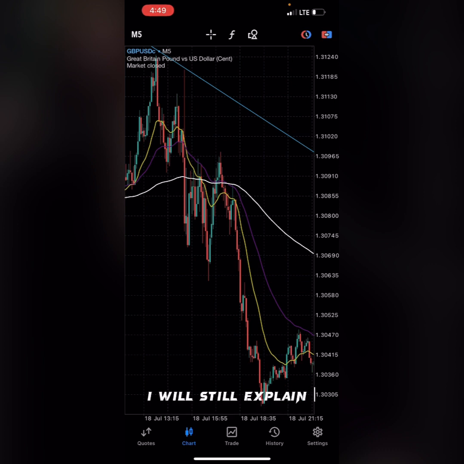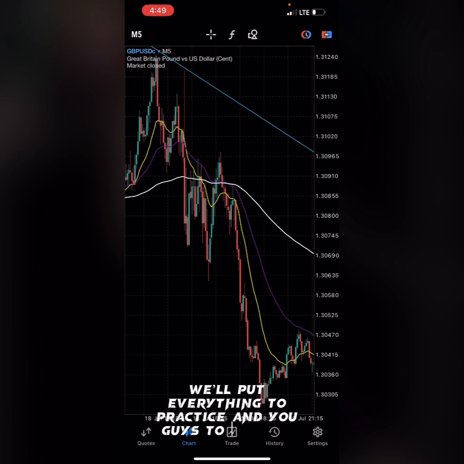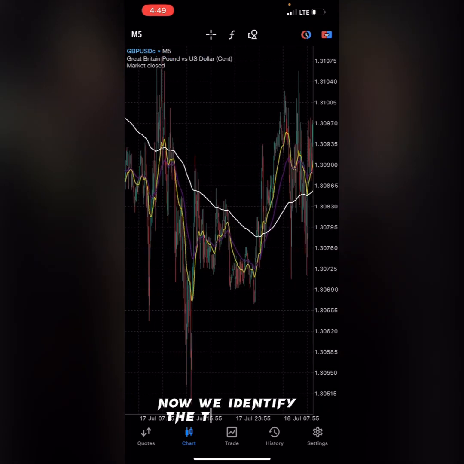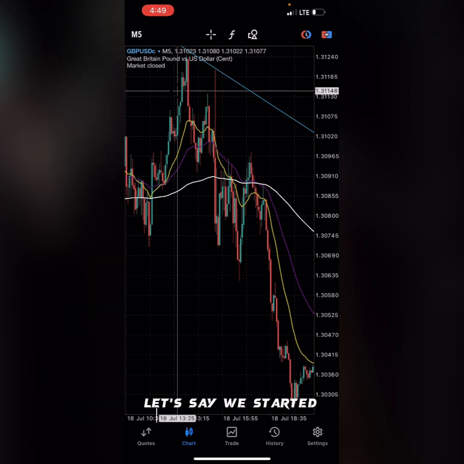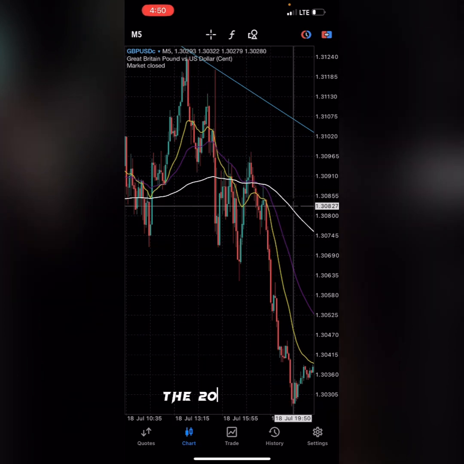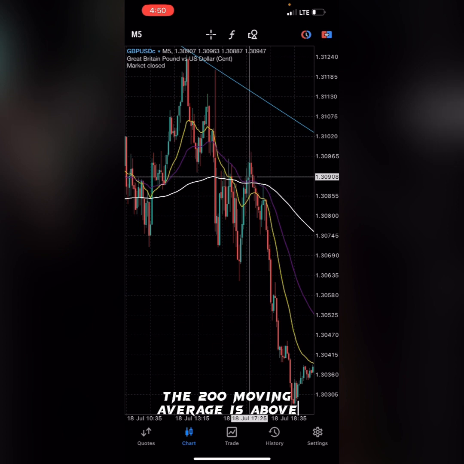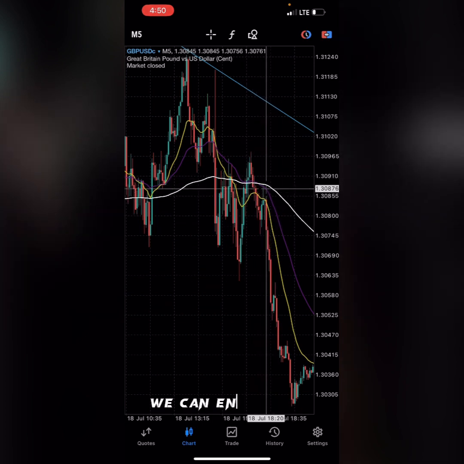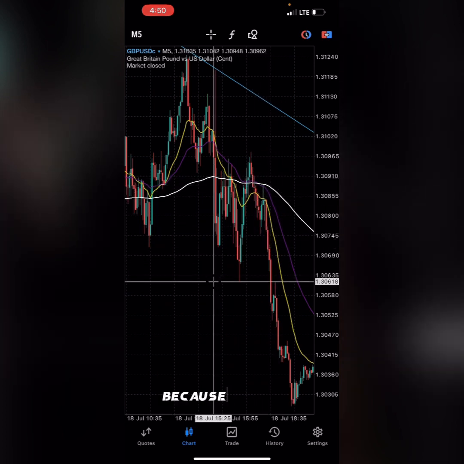I will still explain everything I'm saying. We'll put everything into practice and you guys will see how powerful this strategy is. Let's get started. Now, we identify the trend here. Let's say we started trading from here. The 200 moving average is above the 2. We can enter this trade here because we can enter when we see a retest to the 50, because this 50 moving average serves as a support.